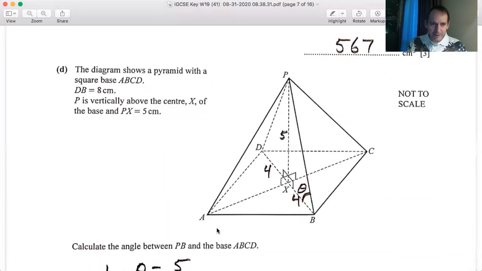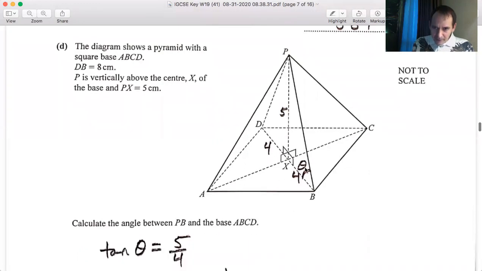Here we have a diagram with a pyramid with a square base. DB is 8. Since it's a diagonal and the center comes down at a 90-degree angle there, it cuts the base in half. So that would put 4 and 4 for each of these little side parts. The height PX is 5, so that gives us a right triangle here. It wants us to calculate the angle between PB, here's PB, and the base. So between PB and the base is this angle right here, which is right inside of our right triangle.